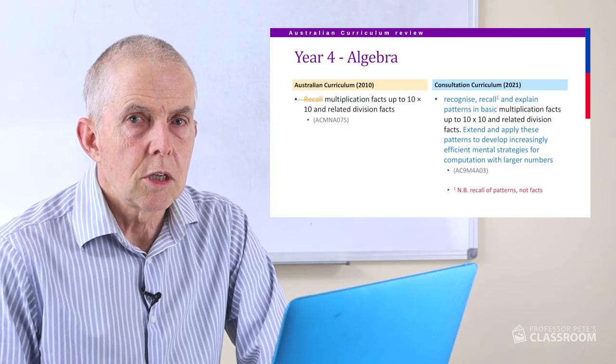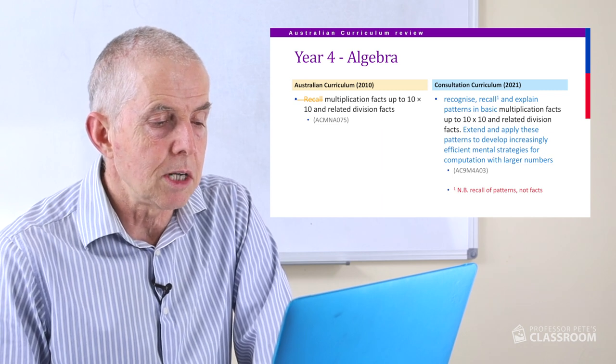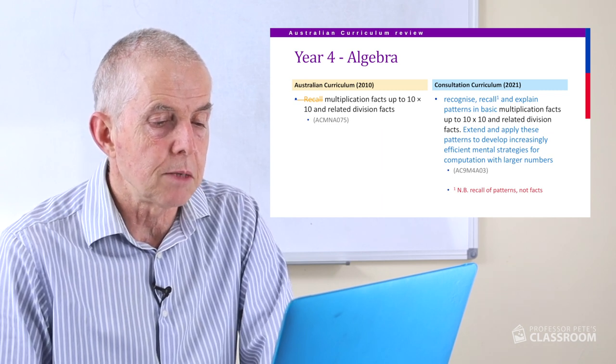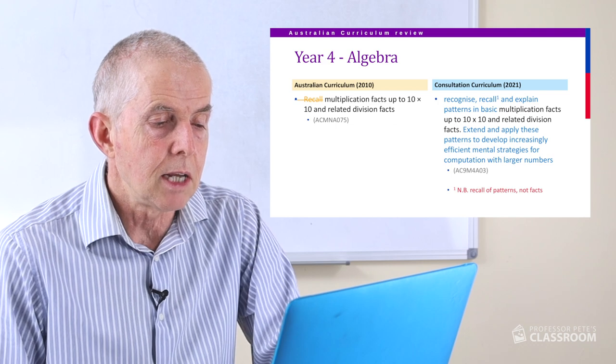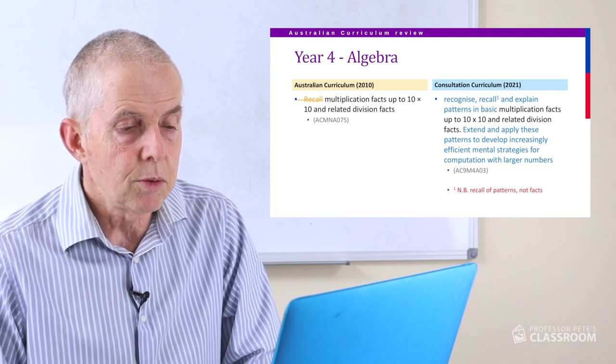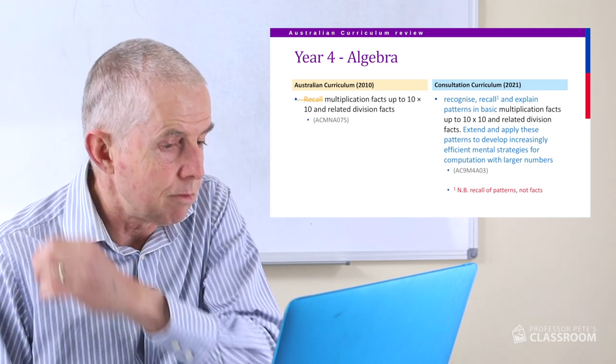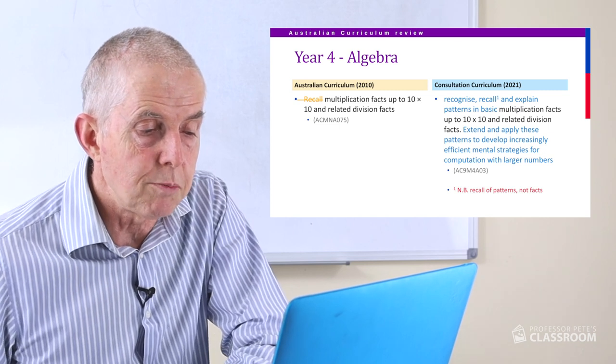Let's move on. This is algebra number three. The old content descriptor was a short one. It said recall multiplication facts up to 10 times 10 and related division facts. Simple, straightforward, and nice and brief, straight to the point.